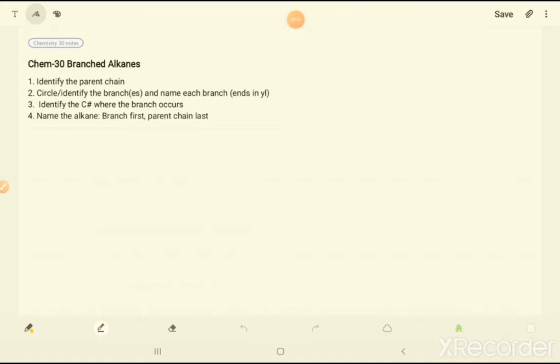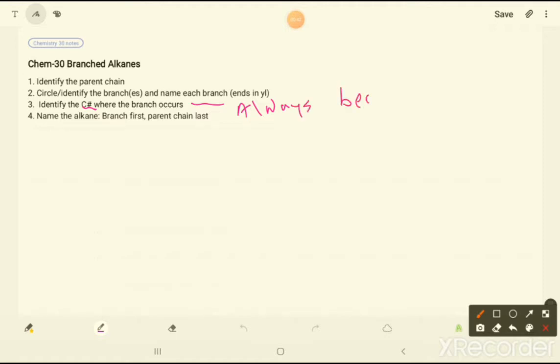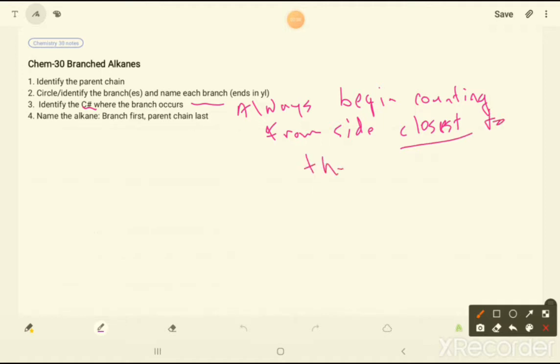And one thing that I want to remind everybody here is that when we identify the carbon number where the branch occurs, we always begin counting from the side closest to the first branch, because in organic chemistry, we can count from either the left or the right sides.